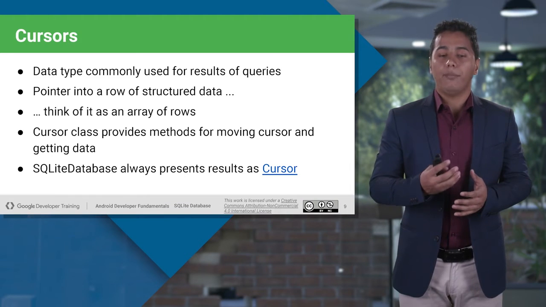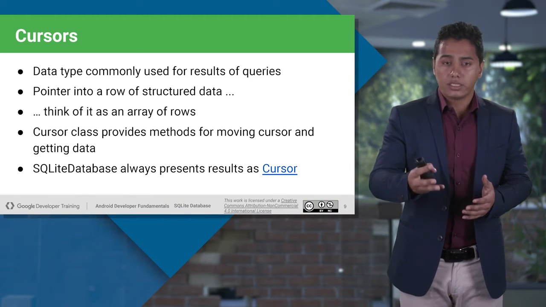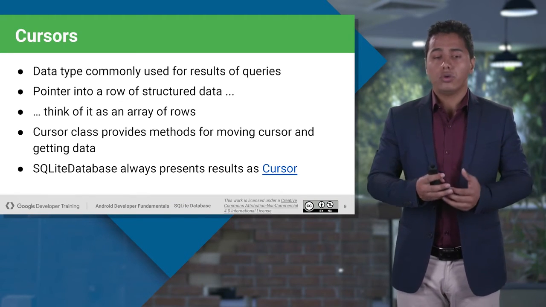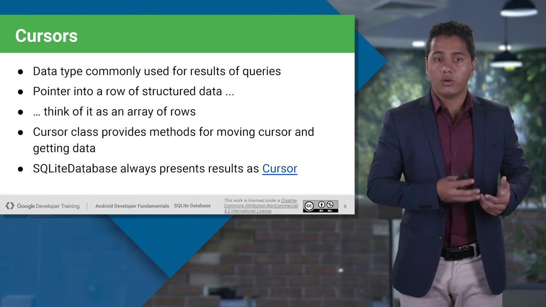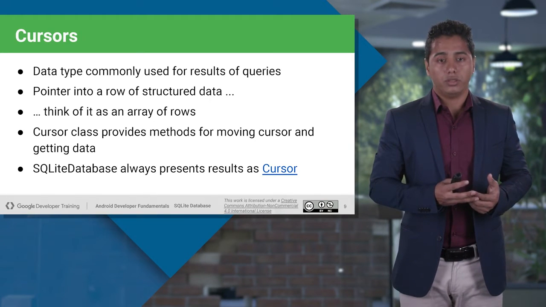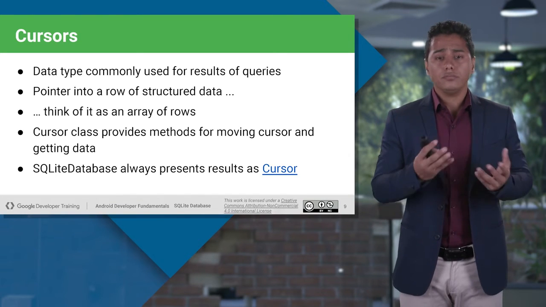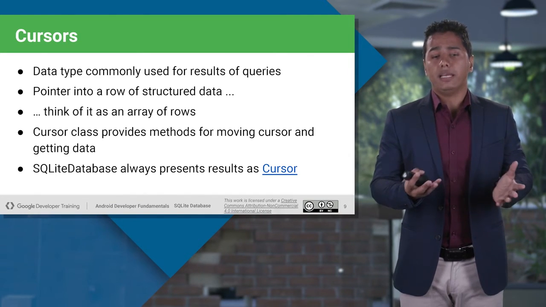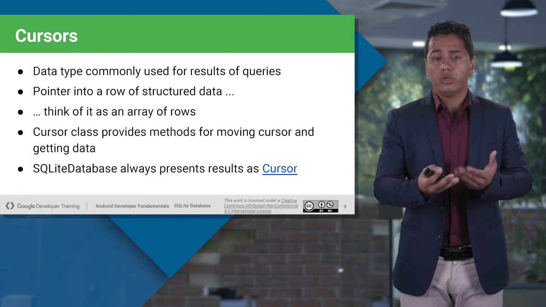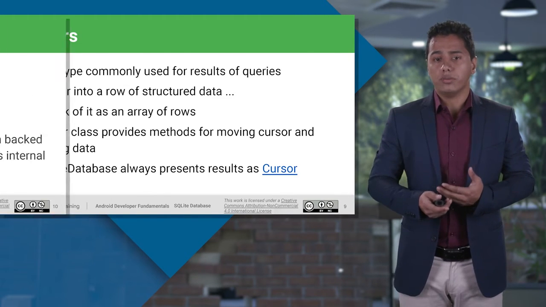You have methods here like moveToNext or moveToFirst, so you can check whether you got the data, and then only move to next, or if you didn't get the data, it will return you null. Think of it as an array of rows. It will provide you the rows of your tables.